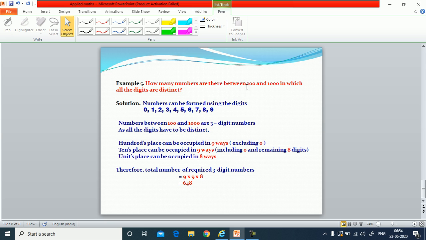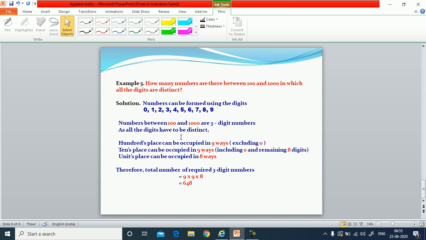It says how many numbers are there between 100 and 1000 in which all the digits are distinct. Okay, first we need to see what are the possible digits which can be used to form a number. So numbers can be formed using these digits: 0, 1, 2, 3, 4, 5, 6, 7, 8, 9. Using these digits only all the numbers are framed. Now the question is numbers between 100 and 1000. So neither 100 is included nor 1000 is included. We need numbers between them. So they are all 3-digit numbers. And the condition is all the digits have to be distinct.